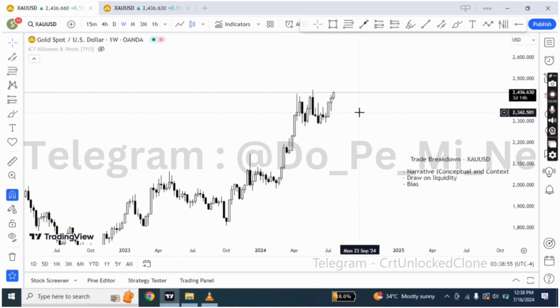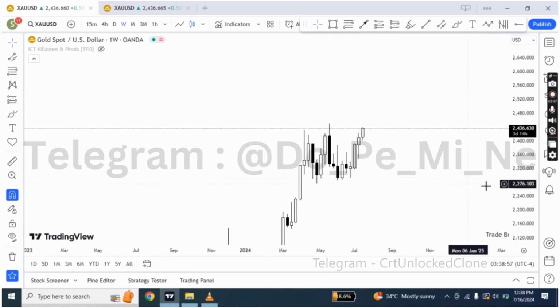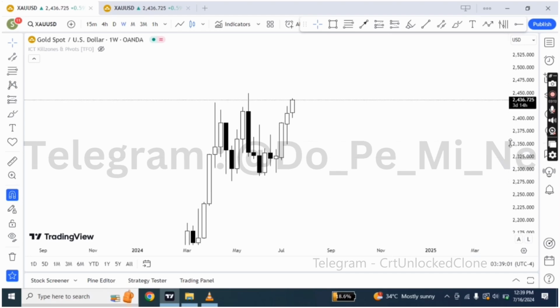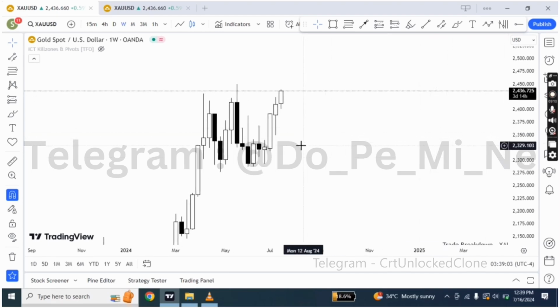So let's zoom in and analyze this price action right here. Now, right here, you could have expected anything in the past, right? You could have been wrong, you could have been right. That's not the point. Forget about what you were expecting right here and just focus on what price is telling you at the moment, right?